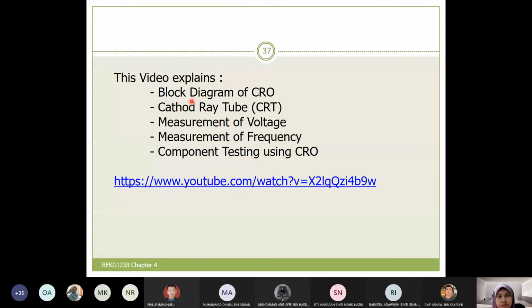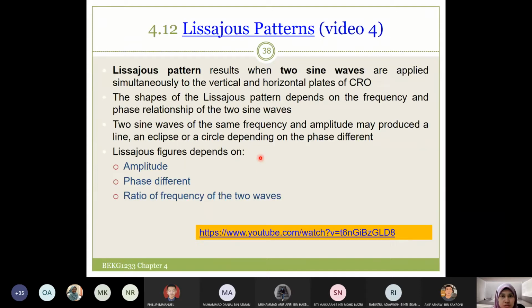Okay, you can watch the video on basic diagram of CRO, CRT, measurement of voltage. This video also shows measurement of voltage and frequency. Okay, this is the usage pattern that will be covered this Friday or next week.